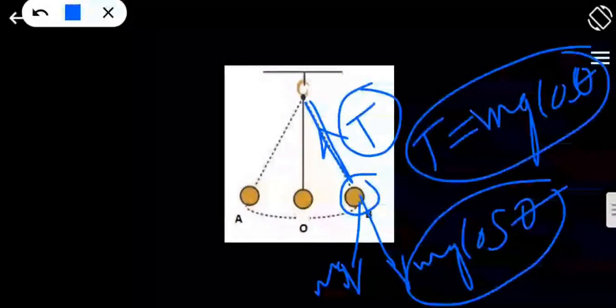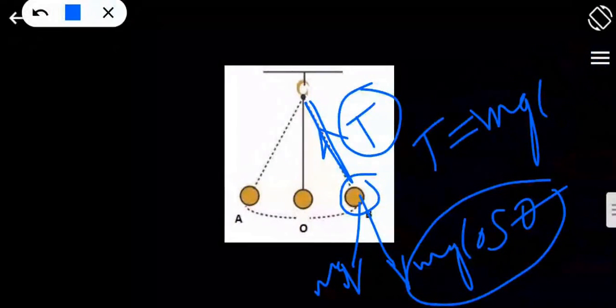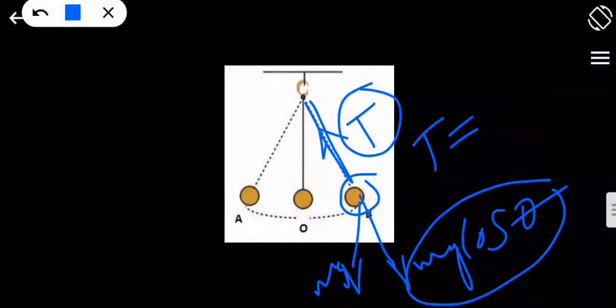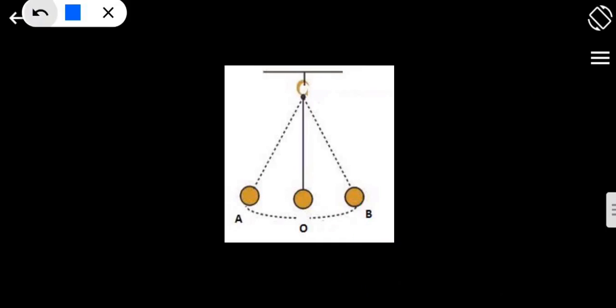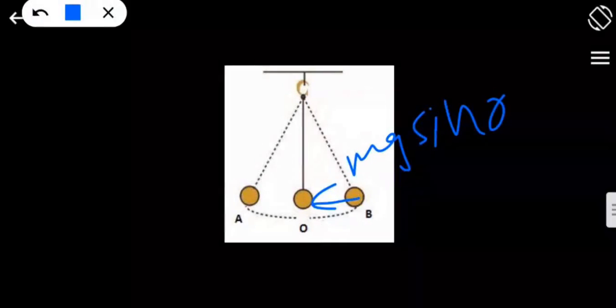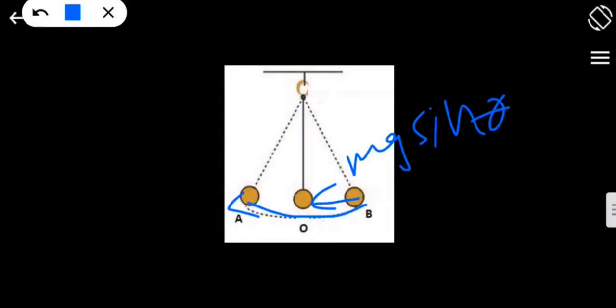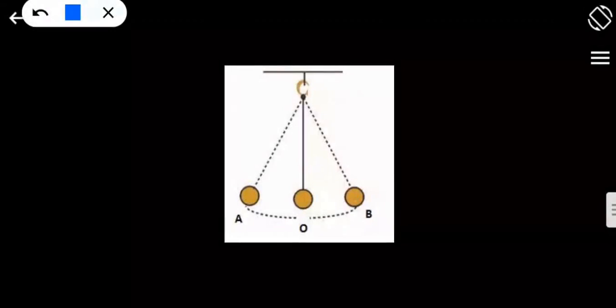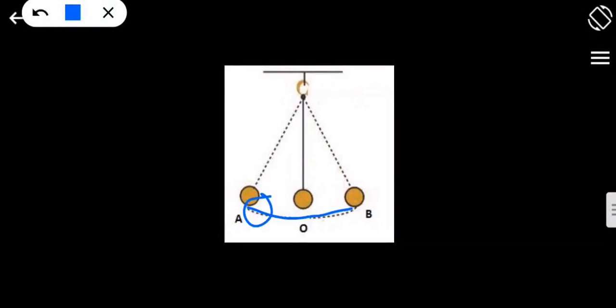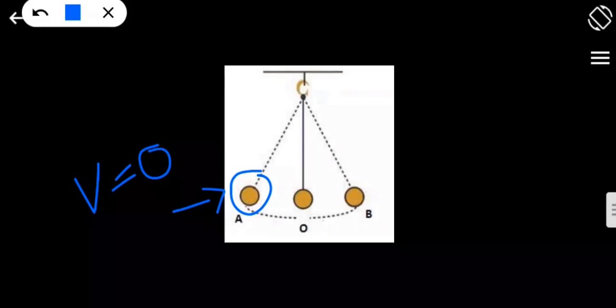So which one is not balanced? Obviously mg sin theta. No one is there to balance the mg sin theta, right? As the net force is mg sin theta in this direction, that's why the pendulum moves like this. And why doesn't it stop? Because of the inertia. And you need to know one thing clearly: when reaching this point, the velocity will become 0. At this point, the velocity will become 0. And after that, again it increases the velocity.